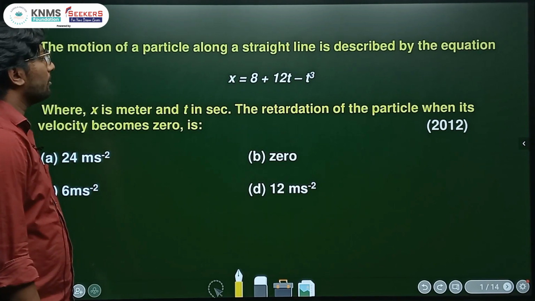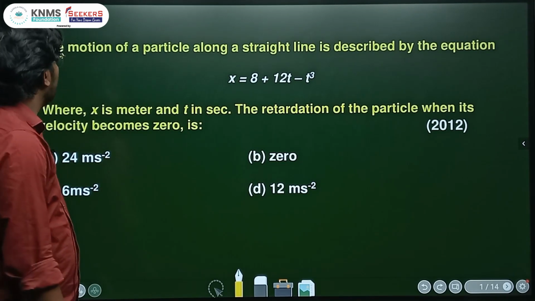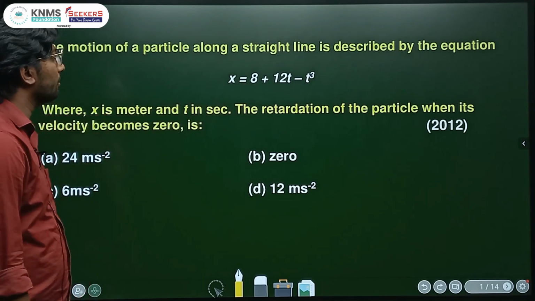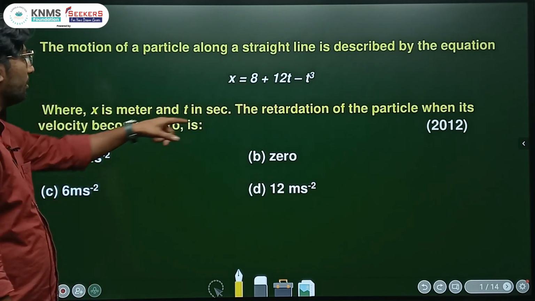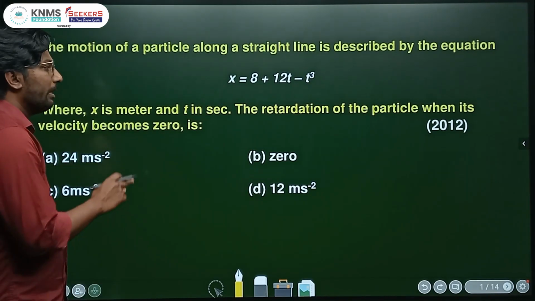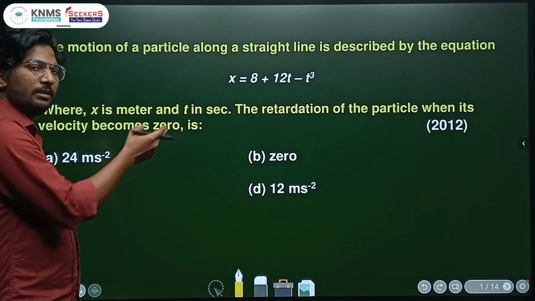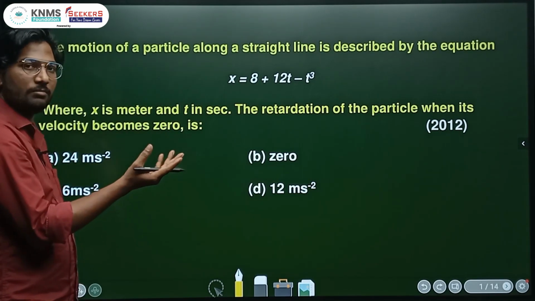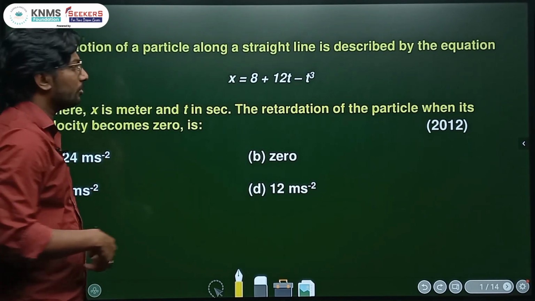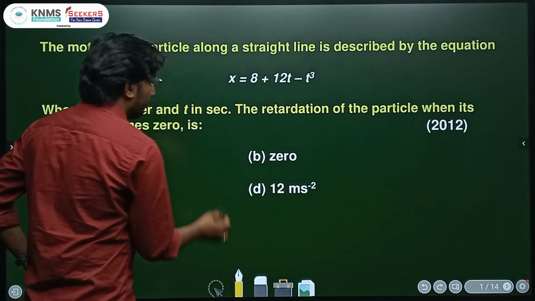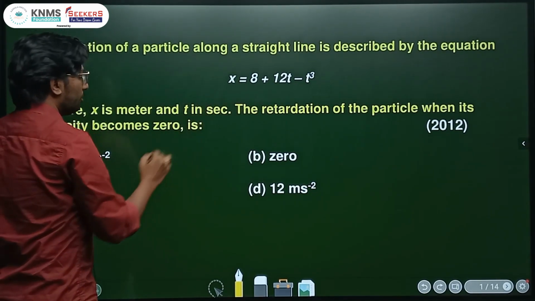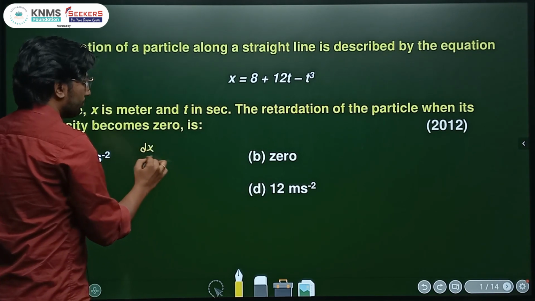The next question in variable accelerated motion is about the motion of a particle in a straight line. The position is given as a function of time. They are asking us to find the retardation of the particle when its velocity becomes 0. So we need to find the equation for retardation, which is another word for acceleration that slows down the object, especially when velocity becomes 0. So let's first differentiate this equation to get both velocity and acceleration equations. This is the position; you differentiate this to get the velocity.